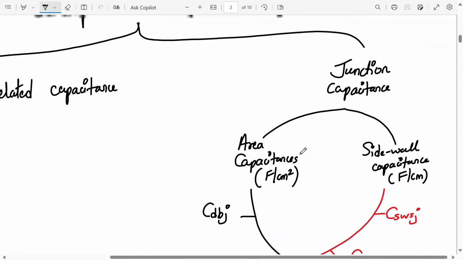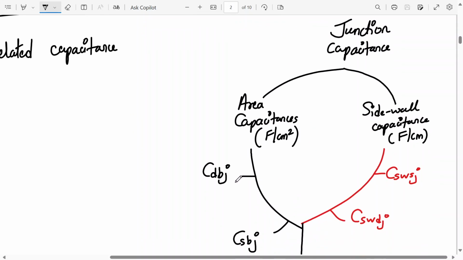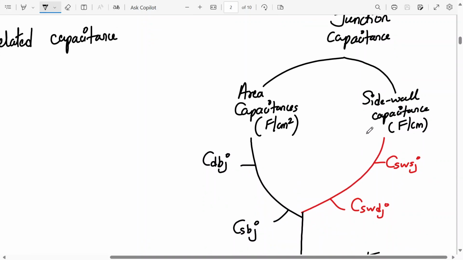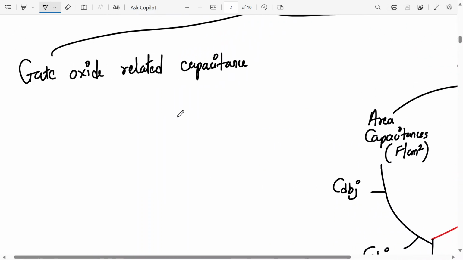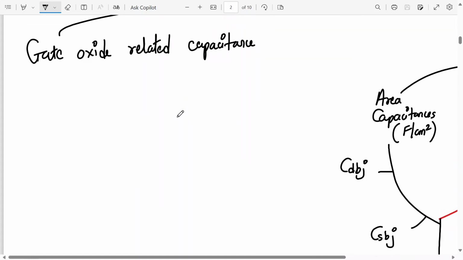So this is about the junction capacitances. That's why we have the suffix J everywhere: CDBJ, CSBJ, CSWDJ, and CSWSJ. So these are all junction capacitances, divided into area and sidewall capacitances.